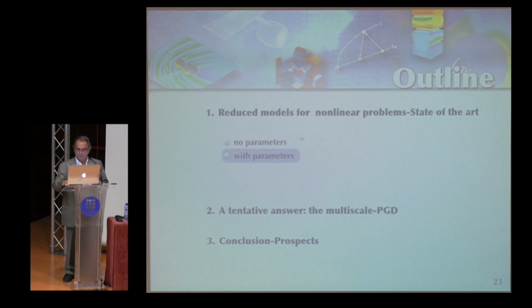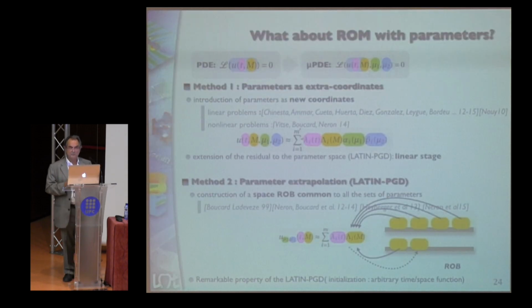So now let us move to the case with parameters. There are two methods. The first one is to consider that the parameters are extra-coordinates. Now, extra-coordinate is a word coined by Francisco Chinesta, which means that the parameters are seen as a classical coordinate, like the time or the space variable. Okay? So what we do, here we are working at the linear stage to derive the reduced model, and we have to extend the global residual to the parameter space.